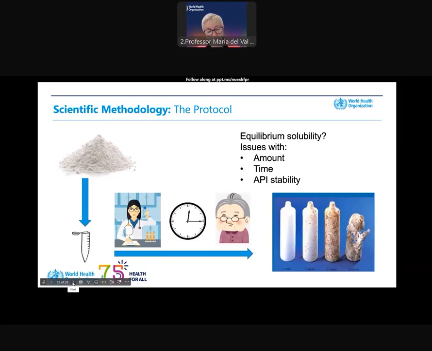Another potential problem would be a very long equilibration time. As I mentioned, in principle, we expected 24 hours for equilibrium, but we are using longer sampling times. And the third issue is the poor API stability during the study, and we have also addressed this problem.